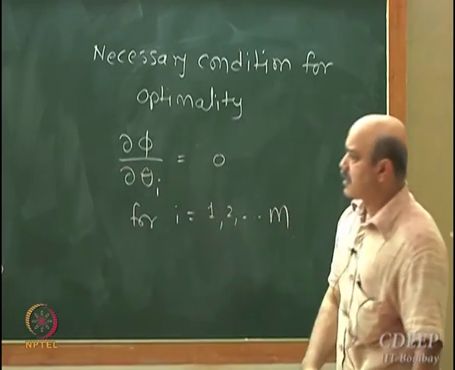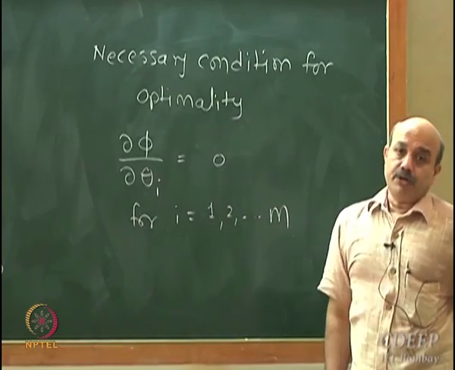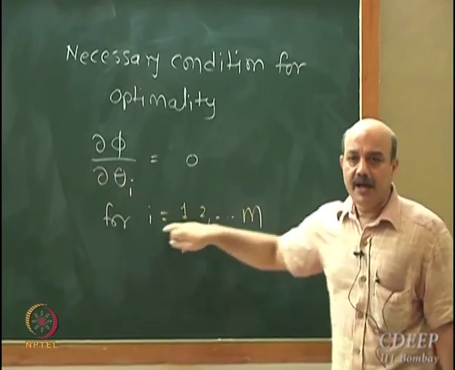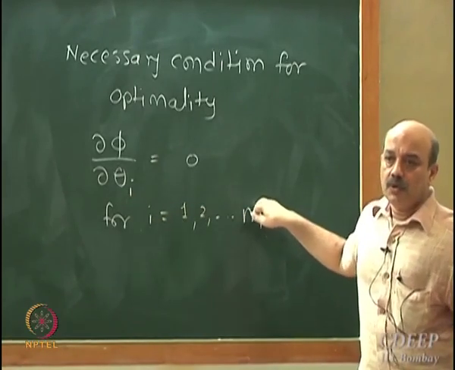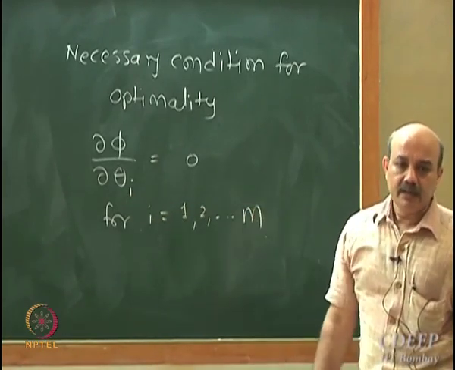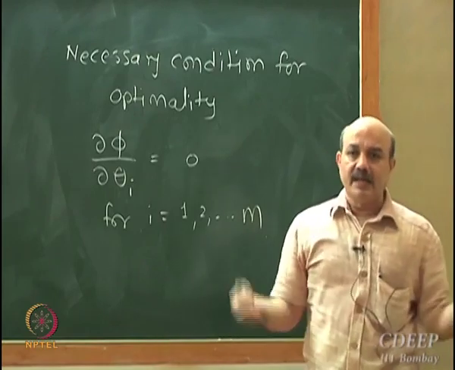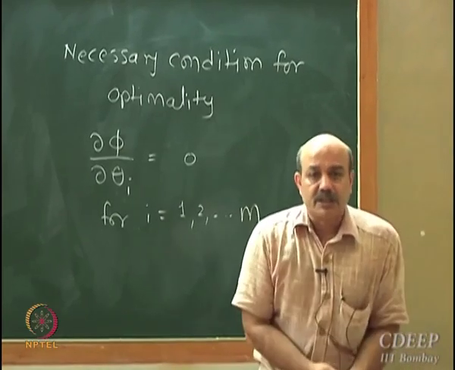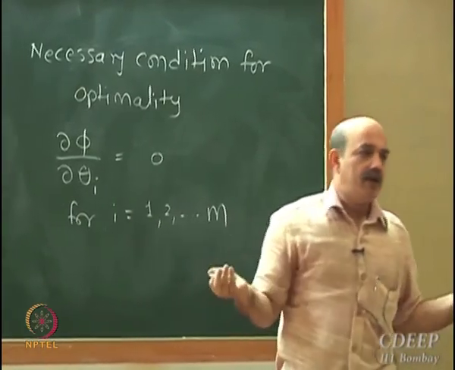There are m parameters. I should differentiate this ∂φ/∂θi with respect to θi, set it equal to 0. How many equations will I get? I'll get m equations in m unknowns. Typically, these m equations in m unknowns will be nonlinear with respect to theta. I can solve it by Newton-Raphson.